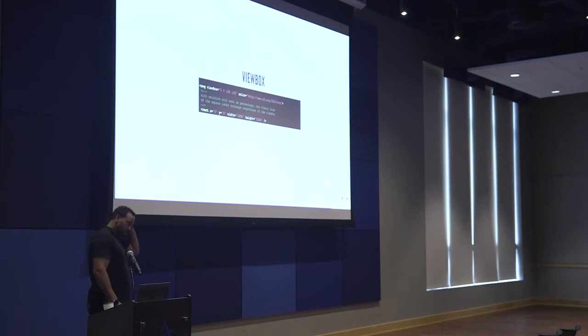Viewbox. This is what you wrap your inner elements for your SVG in. And you can define a width and height. I tend to take out the width and height because most of the time I want my SVGs to be responsive. But viewBox is basically, you can think of it as cropping the canvas in which your SVG is going to live. Right? So it's going to need to be the width and height that you want it to be to display all your elements.